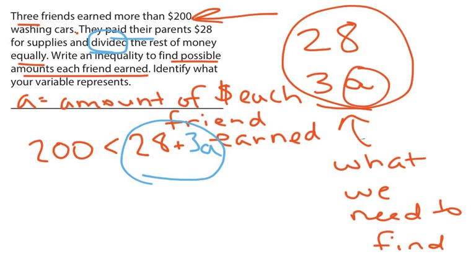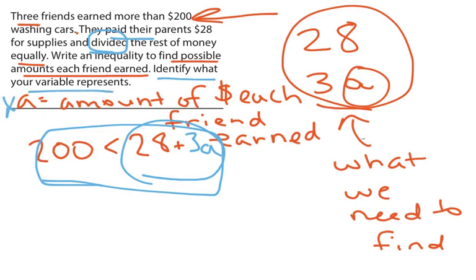Sometimes you just got to seek to understand the question and break it apart like that, and then it'll all make sense. So let's double check that we answered the question. The question was write an inequality to find the possible amount each friend earned. Here's our inequality. All of that together is the inequality. And it says identify what your variable represents. And we did that right here, where A equals the amount of money each friend earned. Okay?